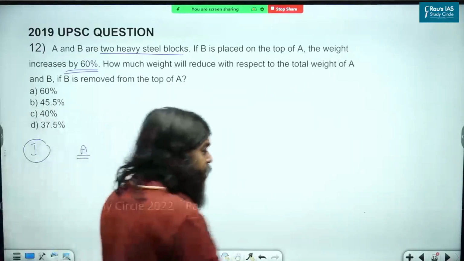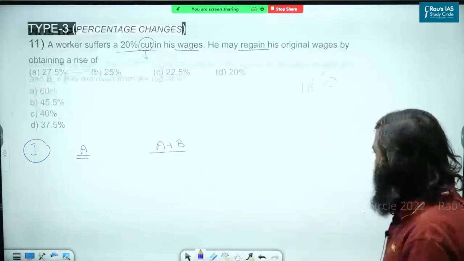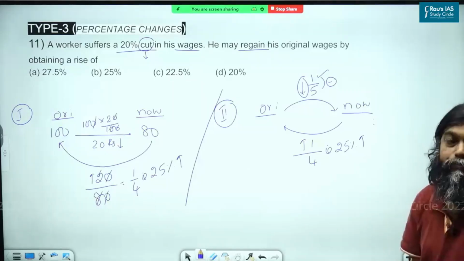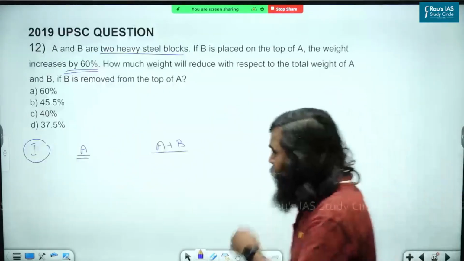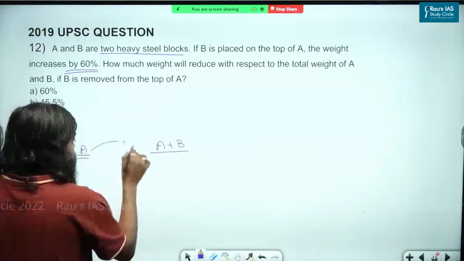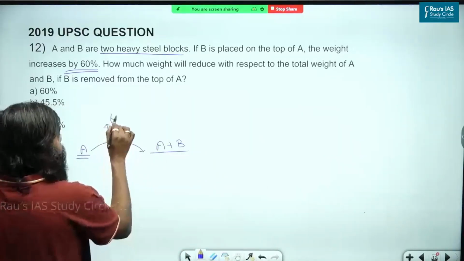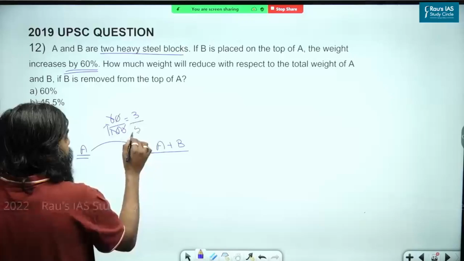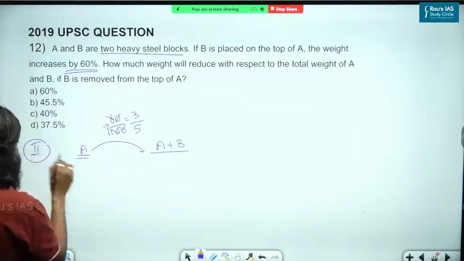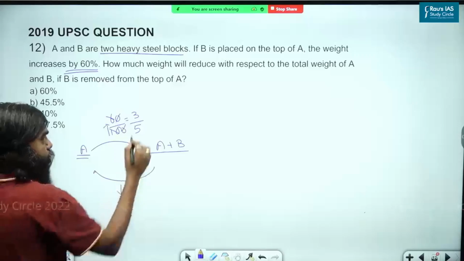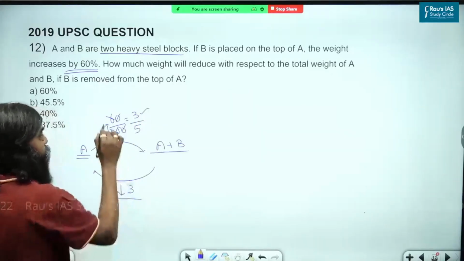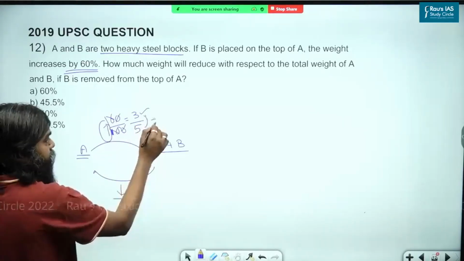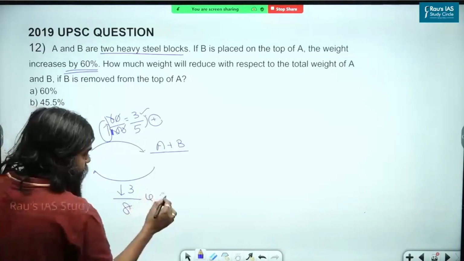Either you can solve by this interpretation or by this. Which do you feel is comfortable, first or second? Second. Right. Because you placed B on A, the weight increased by 60%. 60% means 60 by 100. That means 3 by 5. So from here to here increasing, from here to here decreasing. Whatever the numerator, same numerator. The reference is increasing. So add these two, you will get 8. How can you write it? 3 by 8.